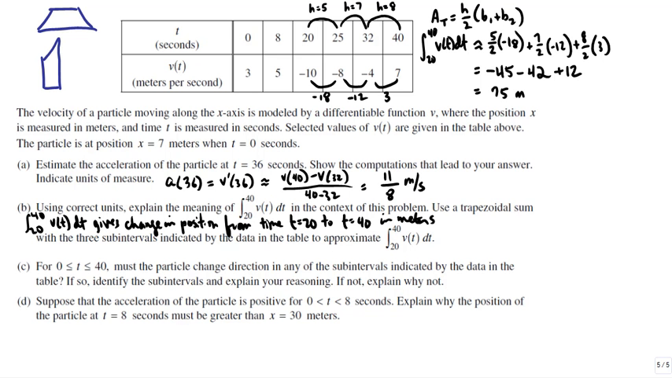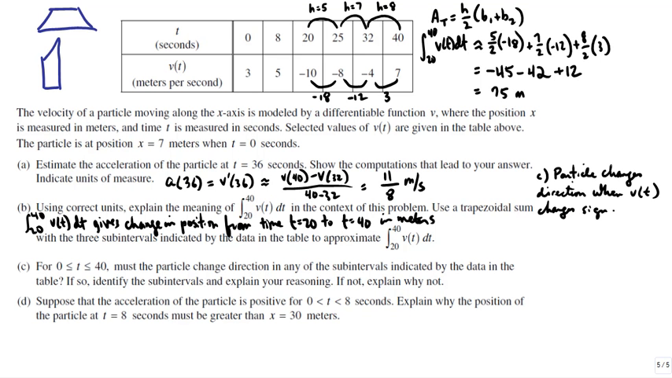Okay, part C. For t between 0 and 40, must the particle change direction in any of the subintervals indicated by the data in the table? If so, identify the subintervals and explain your reasoning. If not, explain why not.